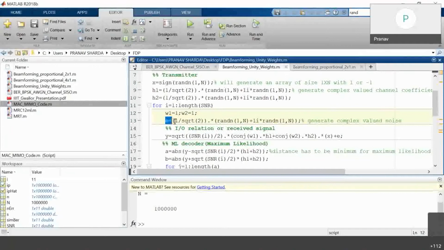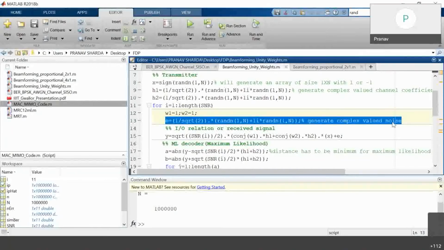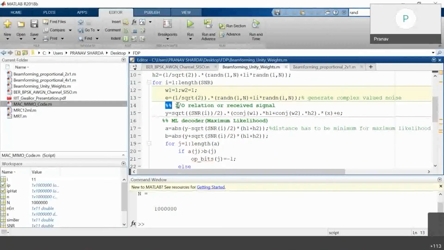So E is the noise, as we generated it earlier, complex valued noise, right? And then similarly, we are writing the input output relation for the received signal for this case. As Professor Bhatnagar discussed about the linear combining, how we combine the signals at the receiver. So this part is there, square root of SNR, but this part is newer for you.